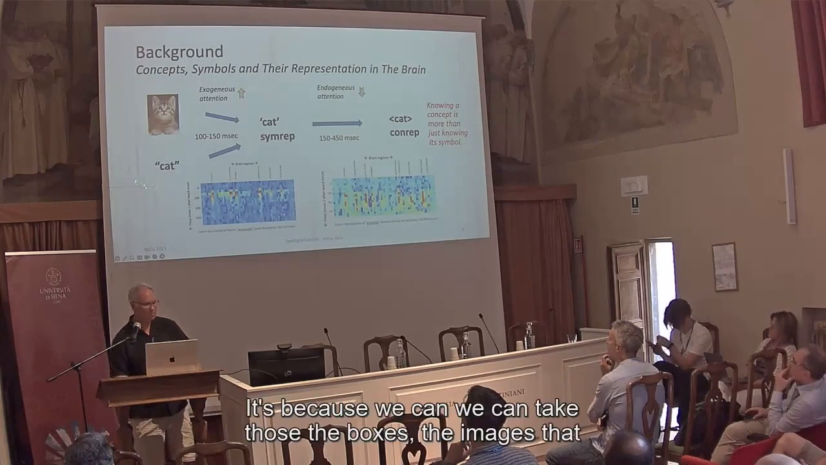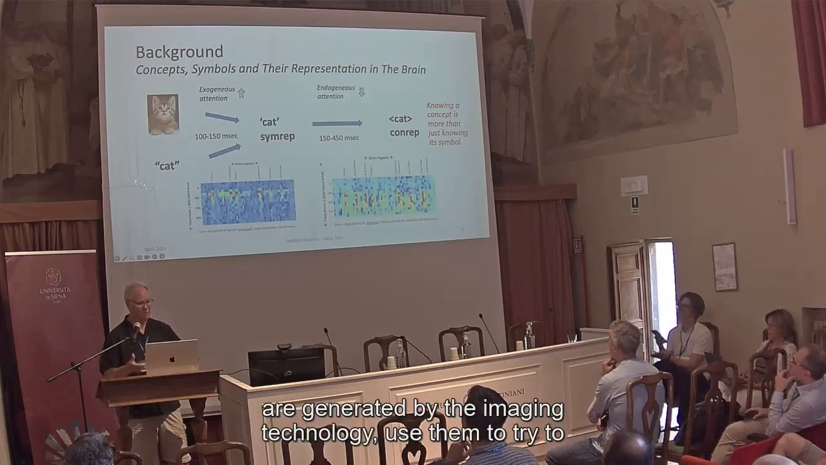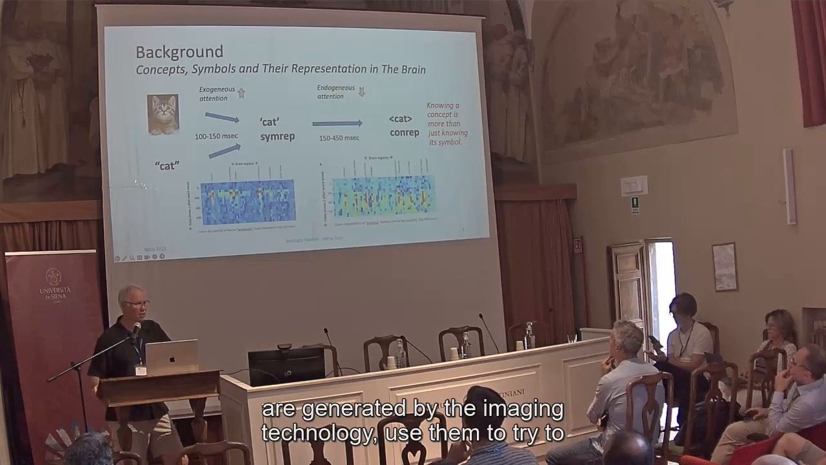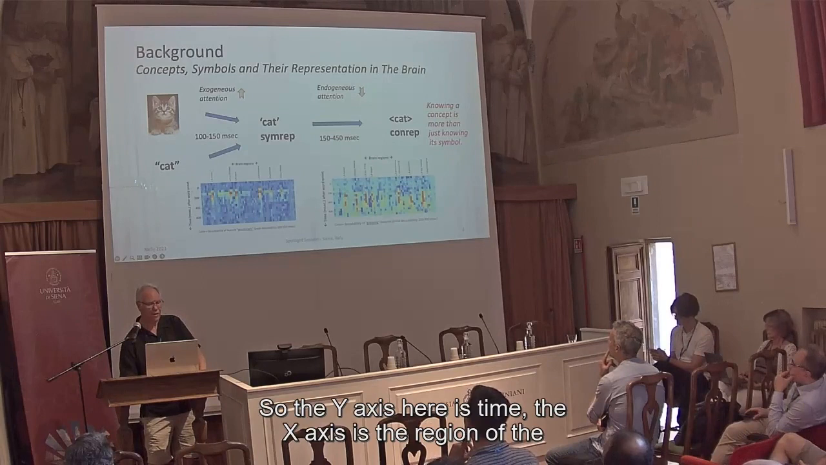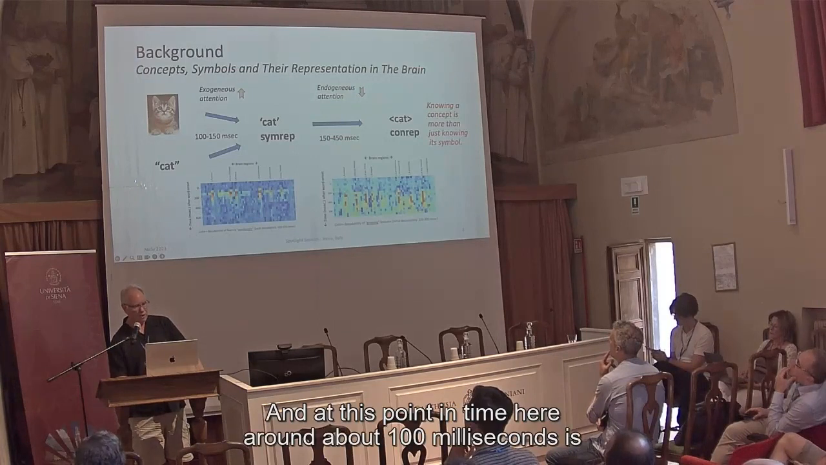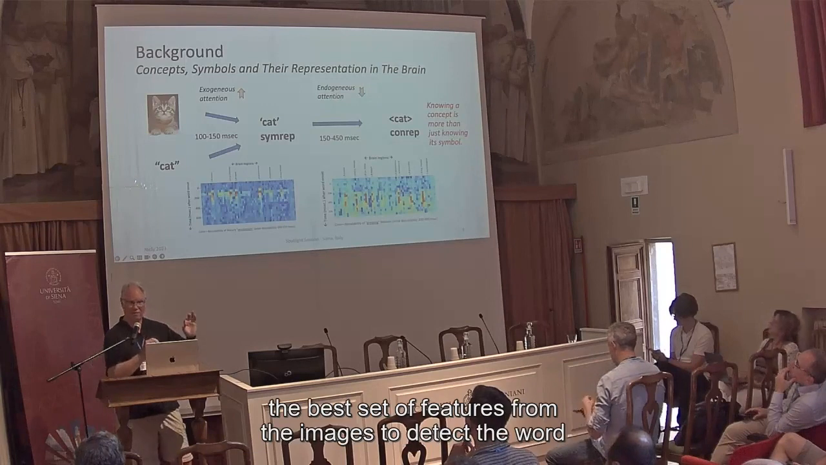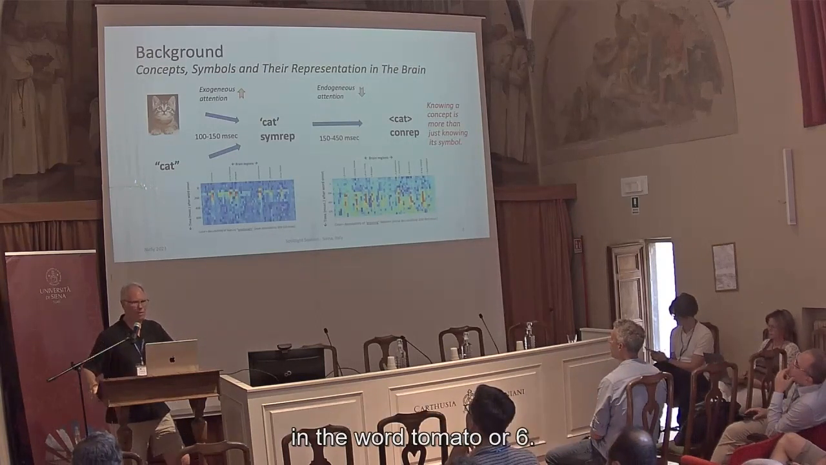How do we know this? It's because we can take the voxels, the images generated by the imaging technology, and use them to try to predict things like this one is predicting. The y-axis here is time. The x-axis is the region of the brain. And at this point in time, around 100 milliseconds, is the best set of features from the images to detect the word length, like three letters in the word cat, or five in the word tomato, or six.